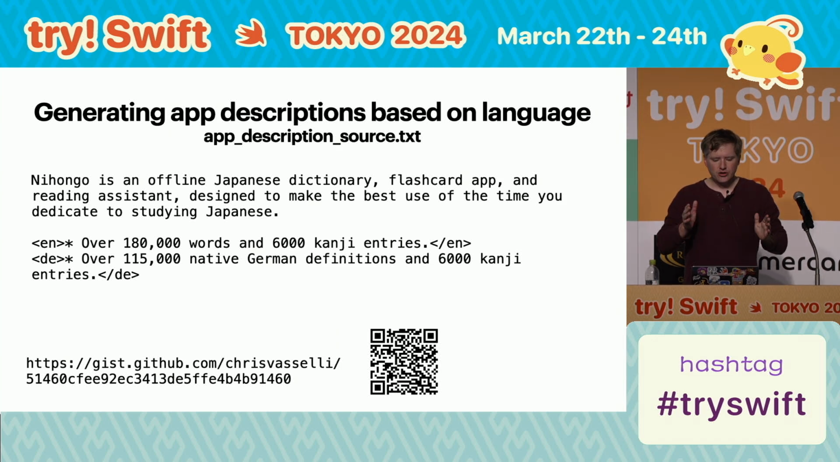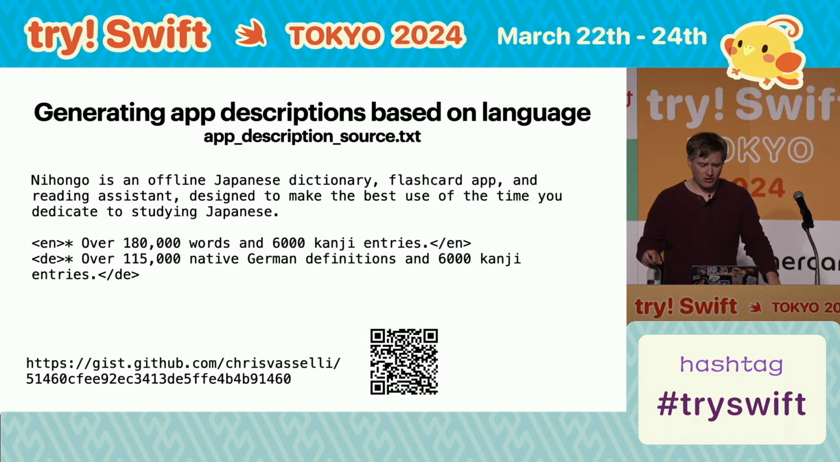So originally, I created an app description English, app description German, app description French, where I would maintain these different app descriptions for each one, but 99% of it is shared across all of them. So I developed a script that will help me manage this and have one single source of truth for my app description. So for this case, in this app description source.txt, anything that's just on its own will be in all app descriptions. So the first line, Nihongo is an offline Japanese dictionary, flashcard app, and reading assistant designed to make the best use of the time you dedicate to studying Japanese. That'll appear in all the different languages.